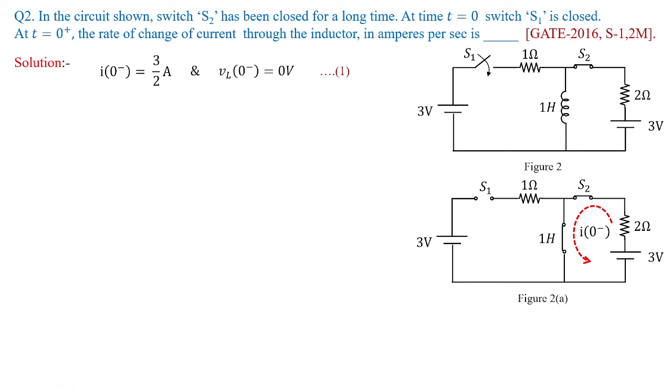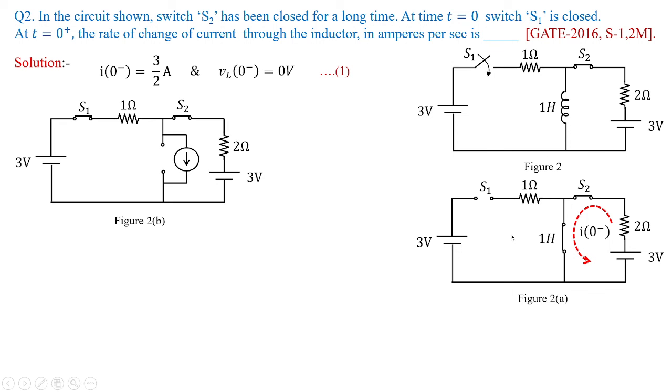After framing this as equation 1, let us see how the inductor will behave. As I told you, a charged inductor behaves as a current source. So you can see the charged inductor has been replaced by a current source. As soon as switch S1 is closed, the inductor becomes an open circuit, and this is how the circuit looks. So figure 2, change it to figure 2a and 2b. This is how it looks.